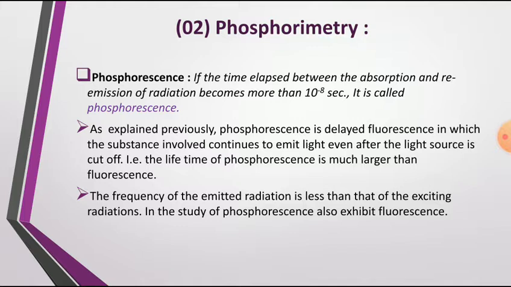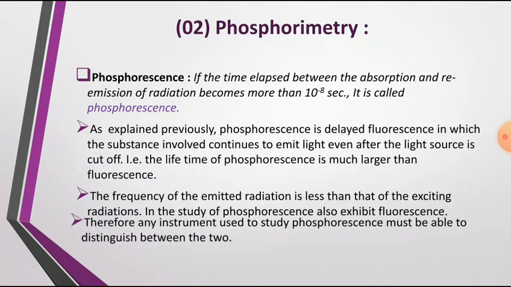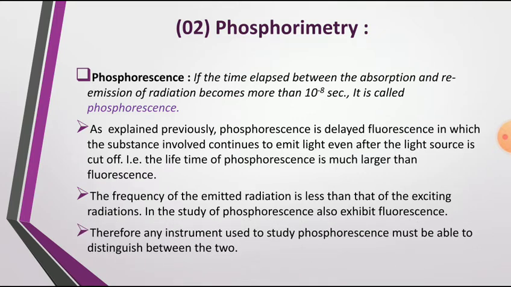In the case study of phosphorescence, the sample also exhibits fluorescence. Therefore, any instrument which is used to study phosphorescence must be able to distinguish between the two. That means, all of you know fluorescence requires less than 10 raised to minus 8 seconds, but phosphorescence requires more than 10 raised to minus 8 seconds. The instrument must distinguish them while studying phosphorescence.